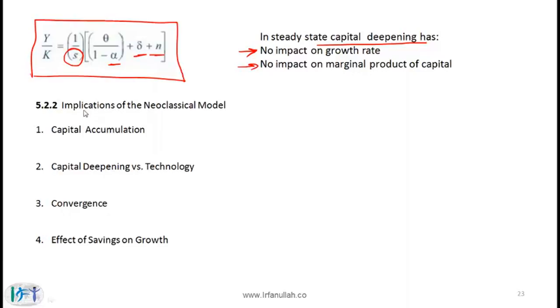In this relatively long section on the neoclassical model, I'd say that the most important part is 5.5.2, which is the implications of the neoclassical model. In this segment, basically the curriculum takes all the derivations and explanations given earlier and compresses them into four major categories of implications. So I'm actually going to read these out, and you can either just hear me read this or you can read this on your own.